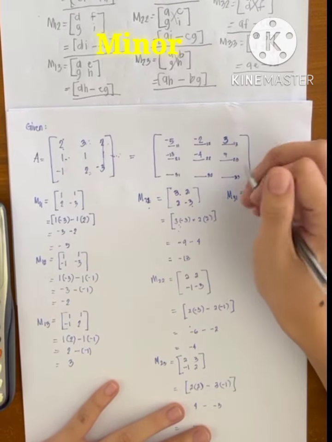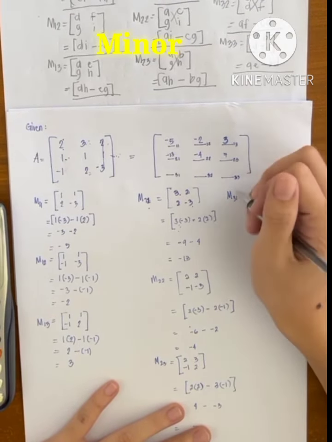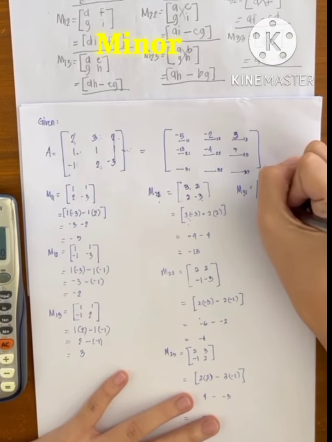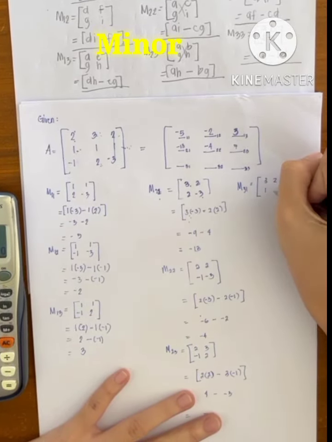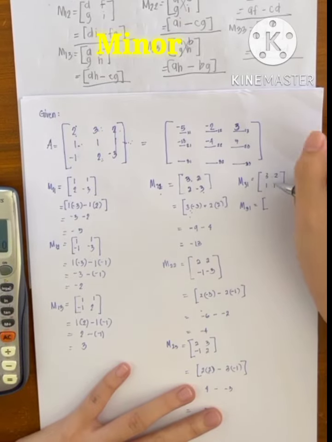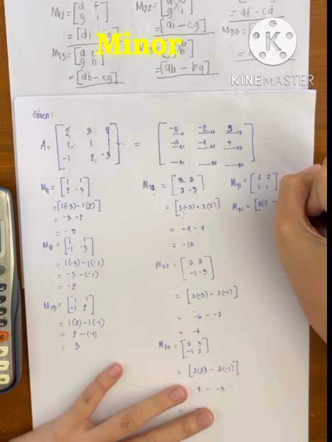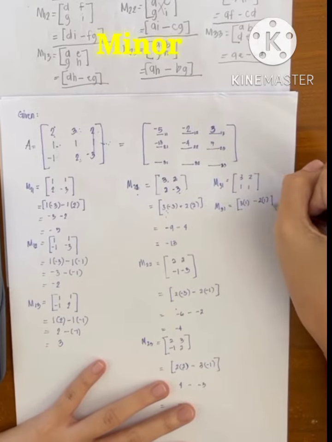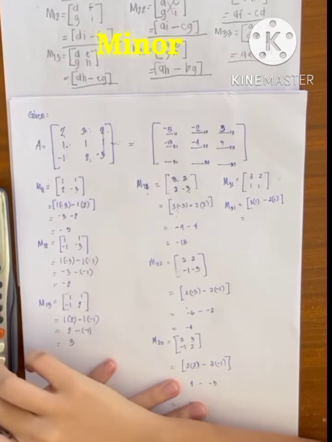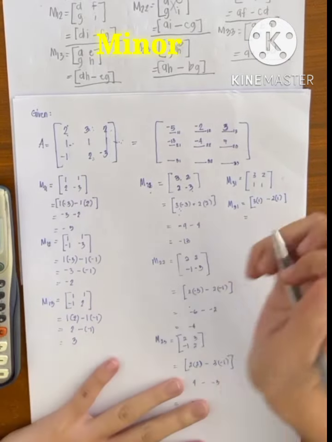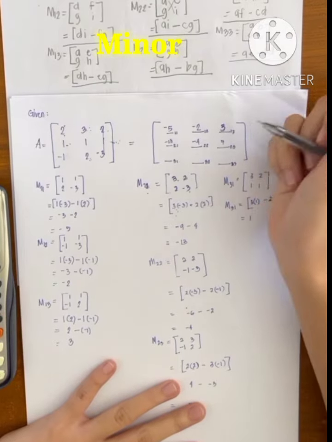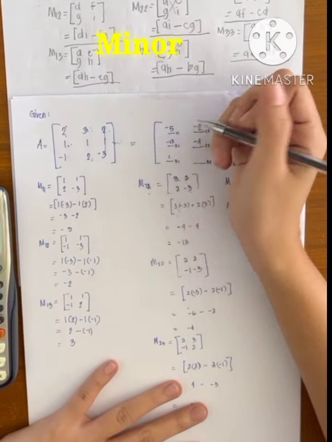Next, we are going to find the minor 3, 1. First, we are going to eliminate row 3, column 1. The remaining elements are 3, 2, 1, 1. Next, we're going to multiply 3 times 1 minus 2 times 1. And the answer is 1. So our minor 3, 1 is 1.